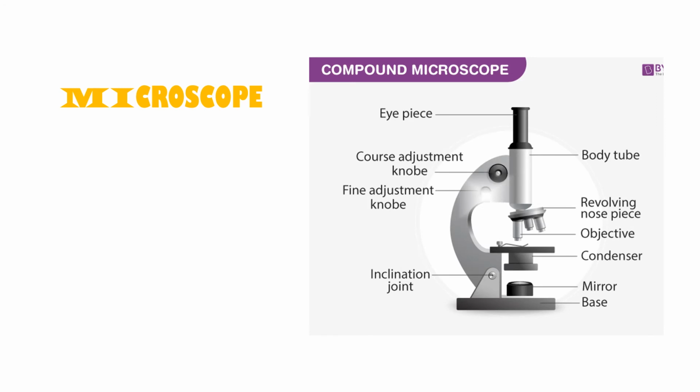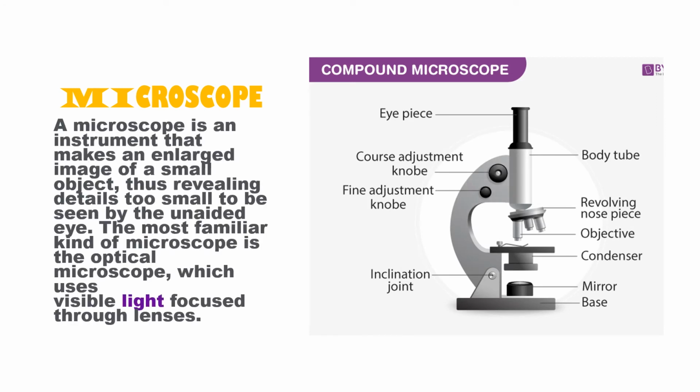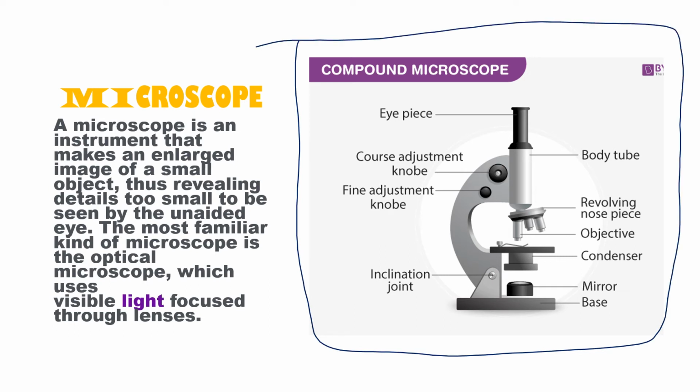is microscope. You all know what is microscope? Microscope is an instrument that makes an enlarged image of a small object, thus revealing details too small to be seen by the unaided eye. The most familiar kind of microscope is the optical microscope, which uses visible light focused through lenses. And this is a compound microscope.